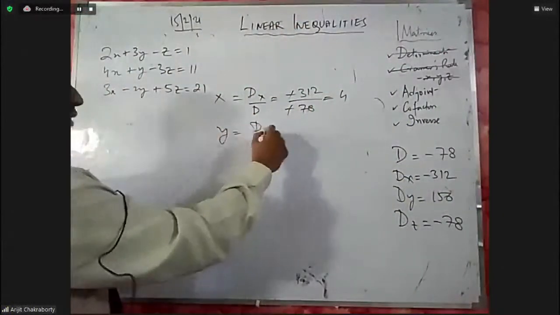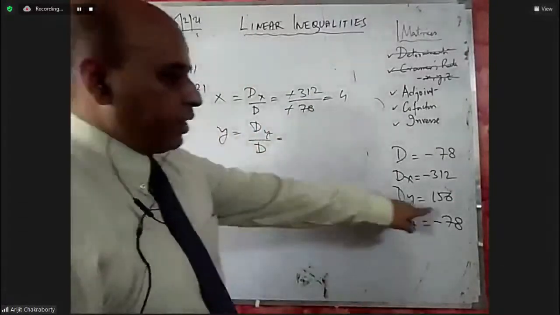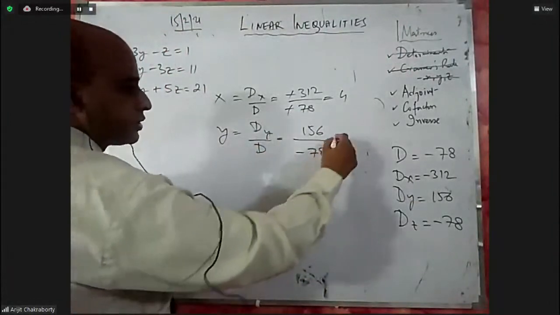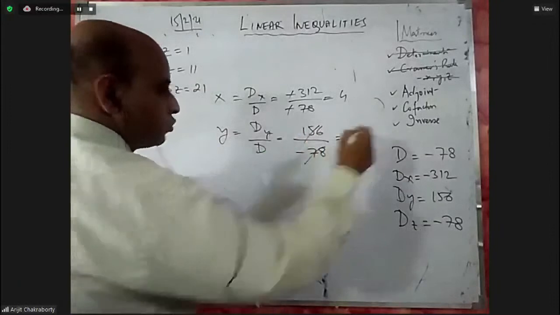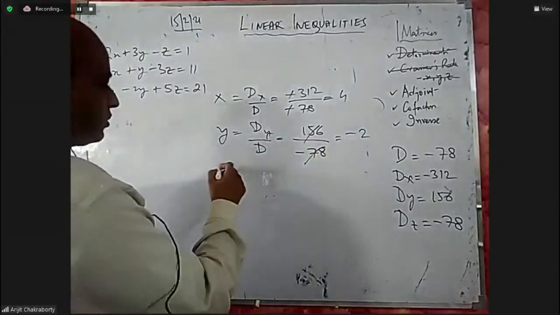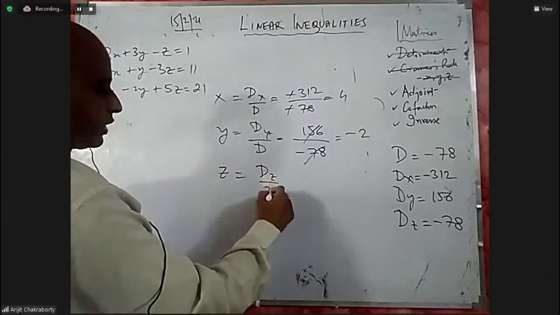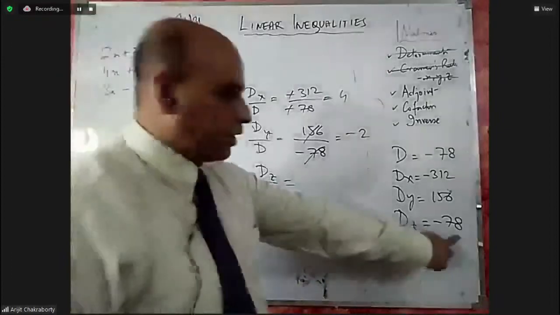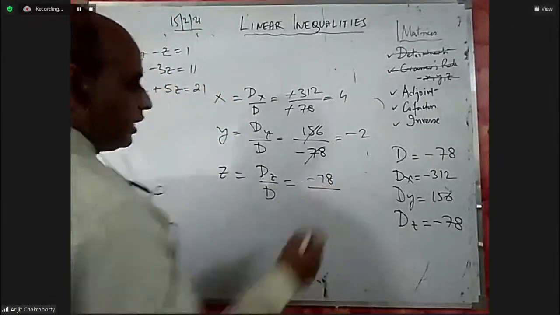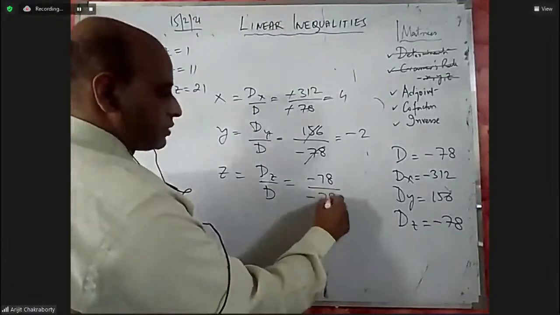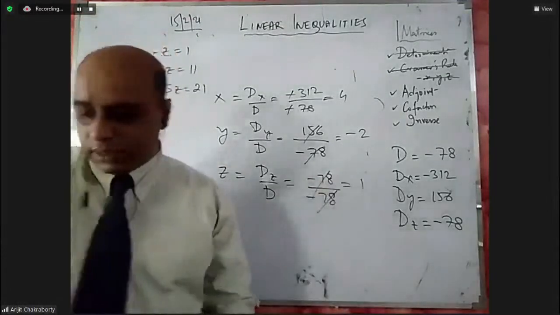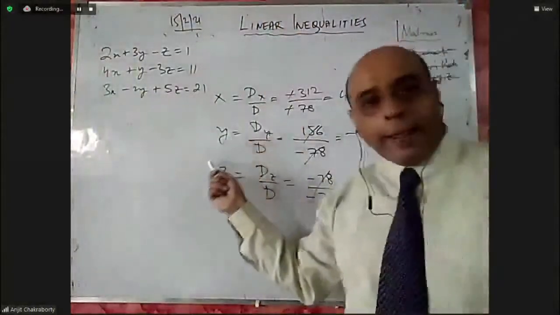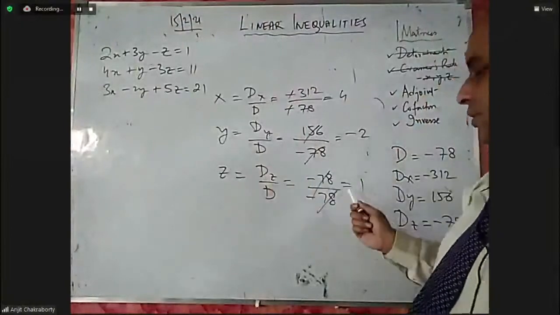y is equal to dy by d. dy is 156, so I write 156 by minus 78. And this is minus 2. And we have z, which is dz by d. dz is minus 78, and d is also minus 78. So this gives us 1. So the answer, my friends, is x is 4, y is minus 2, and z is 1.